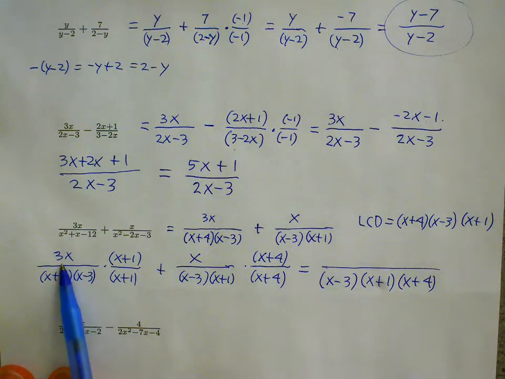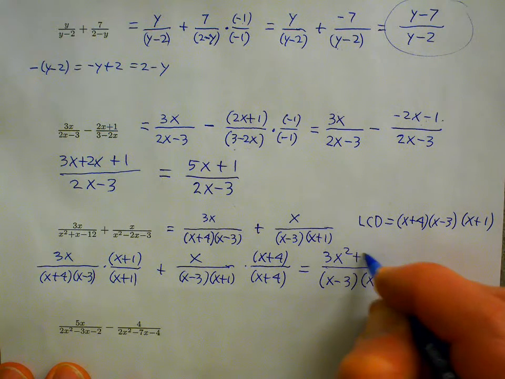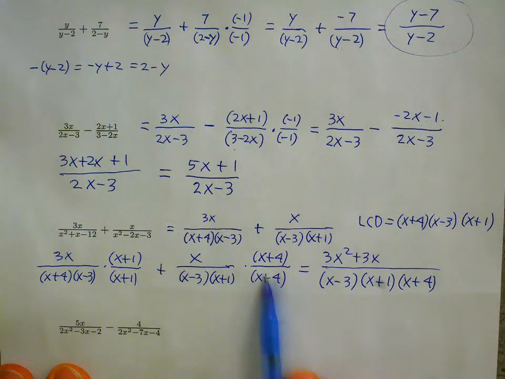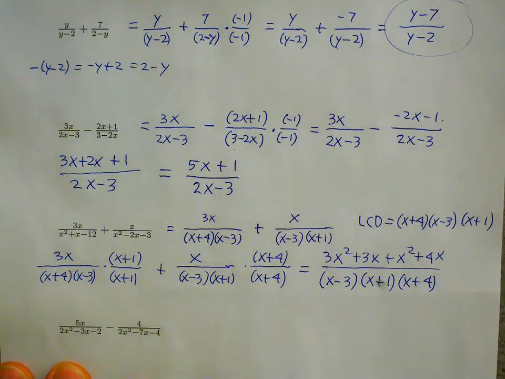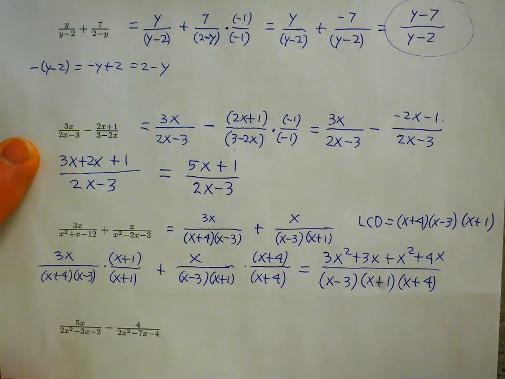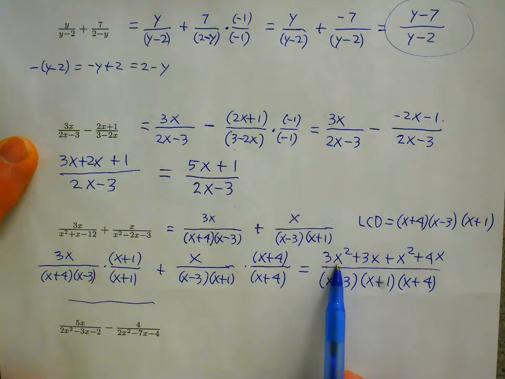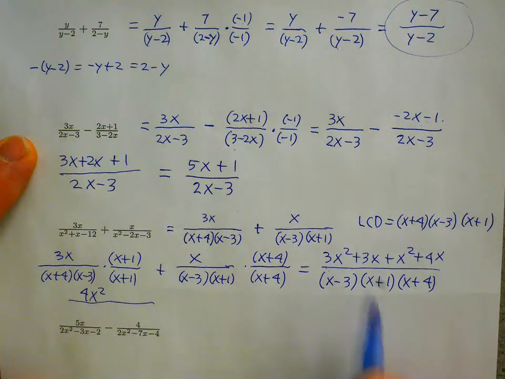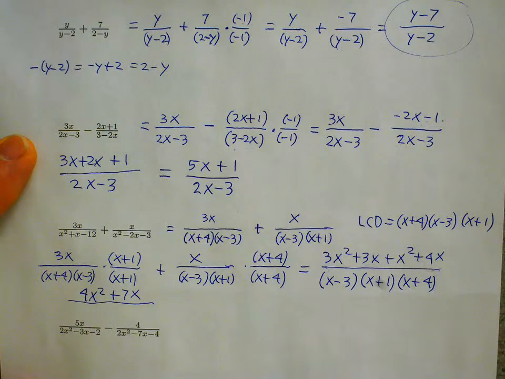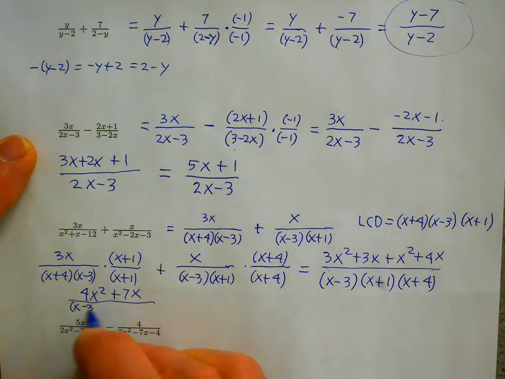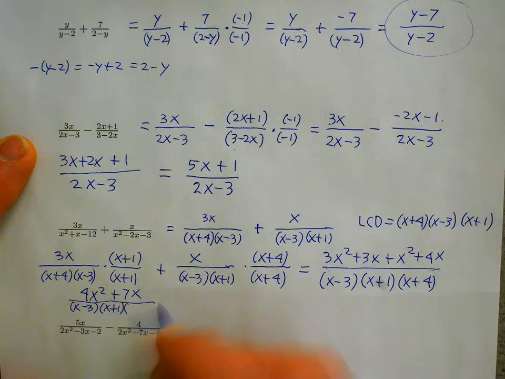Okay, over here on the left, 3x times the binomial x plus 1 is 3x squared plus 3x. And then we're adding x times the binomial x plus 4, for plus x squared plus 4x. Okay, just one more step. When we combine the terms by adding in the numerator, 3x squared plus x squared is 4x squared, and then plus 3x plus 4x is plus 7x. And then the denominator, x minus 3 times x plus 1 times x plus 4.